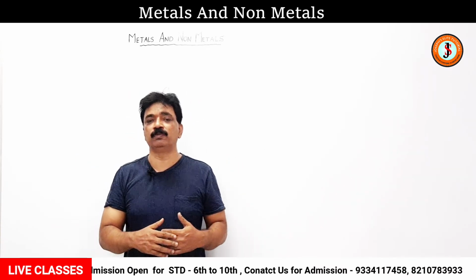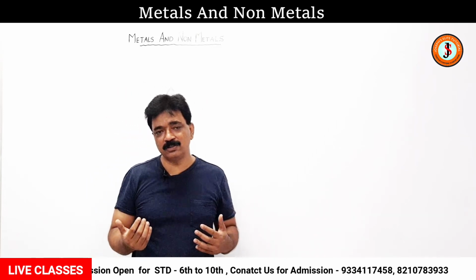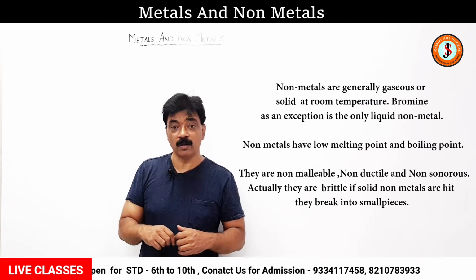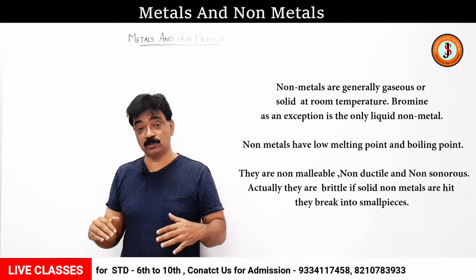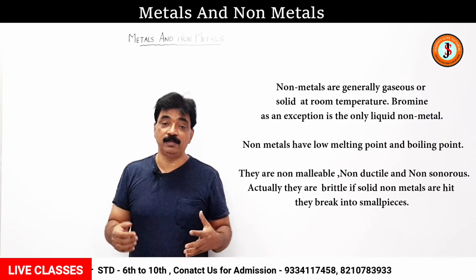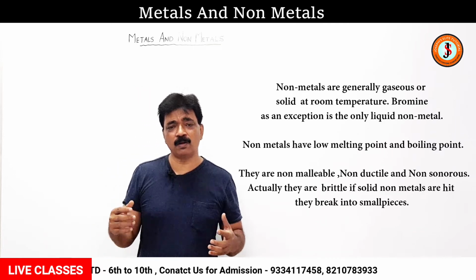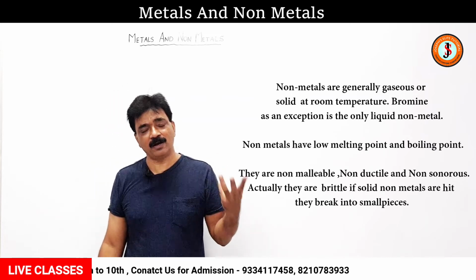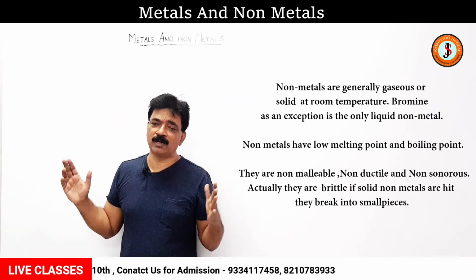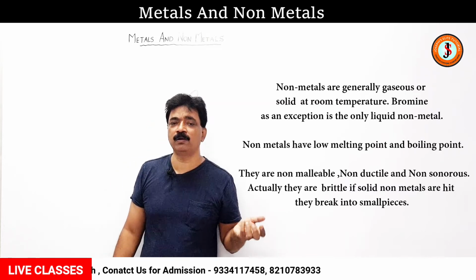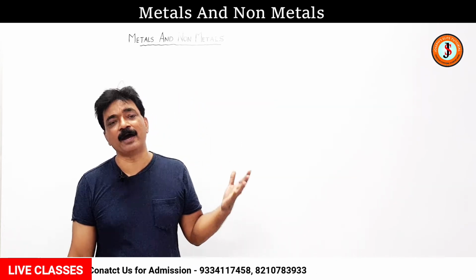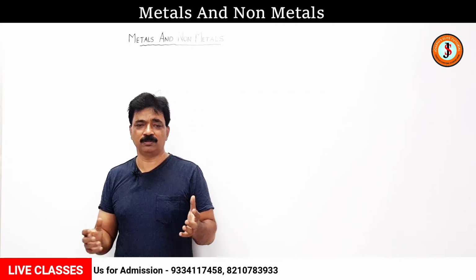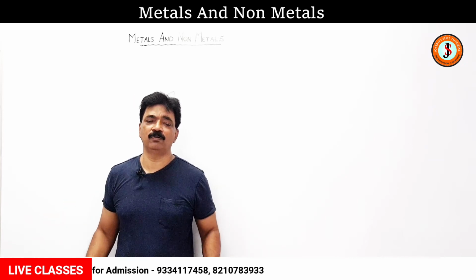Non-metals are just the opposite. Non-metals are normally gaseous or solids at room temperature, with lower density, lower melting point and boiling point. Non-metals are non-sonorous, non-ductile, non-malleable. Actually they are brittle. Most of them are poor conductors of electricity, except for graphite, which is an allotrope of carbon. Graphite conducts electricity. And most non-metals are not so hard, but diamond, one of the allotropes of carbon, is known as the hardest substance known. So these exceptions you should also keep in mind when you are studying.